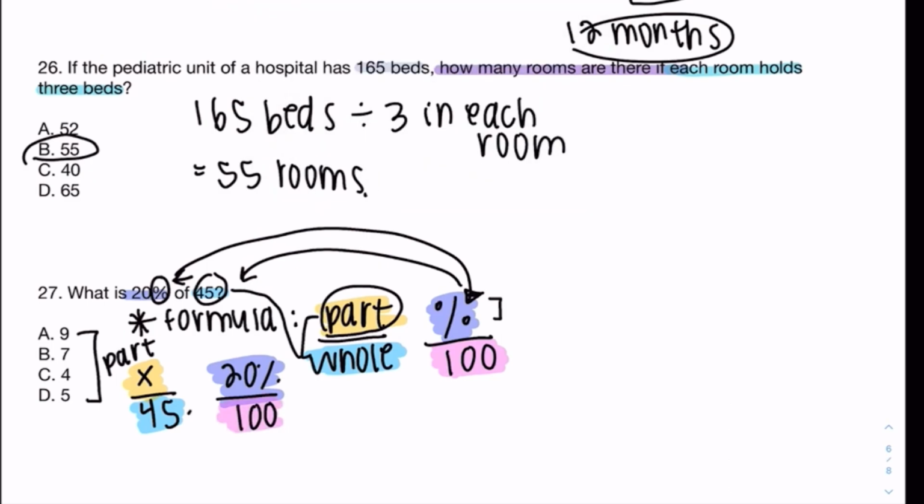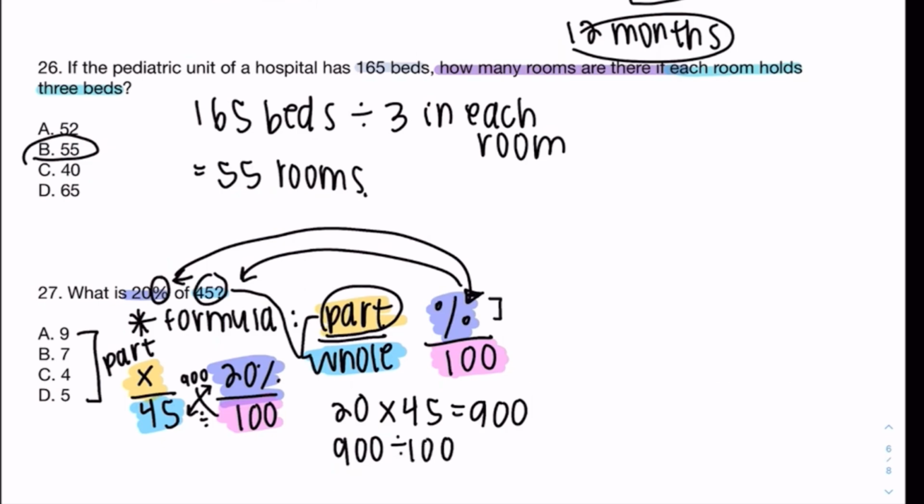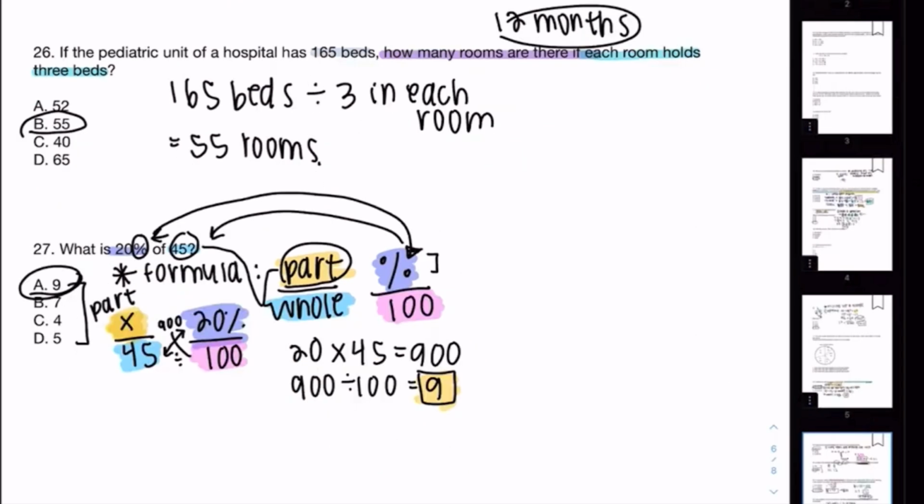So let's go ahead and do the math. We're going to multiply 20 and 45, and you're going to get 900. With that 900, we're going to divide it by 100. So you're just going to cross multiply and divide. 900 divided by 100 is 9. And there's your part.